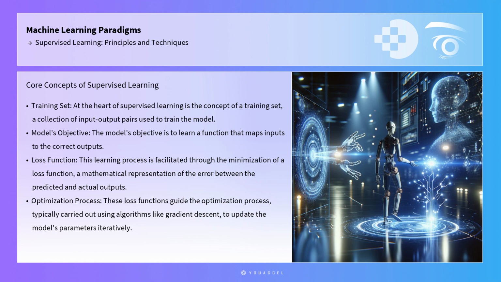At the heart of supervised learning is the concept of a training set, a collection of input-output pairs used to train the model. The model's objective is to learn a function that maps inputs to the correct outputs. This learning process is facilitated through the minimization of a loss function, a mathematical representation of the error between the predicted and actual outputs. Common loss functions include mean-squared error for regression tasks and cross-entropy loss for classification tasks. These loss functions guide the optimization process, typically carried out using algorithms like gradient descent, to update the model's parameters iteratively.